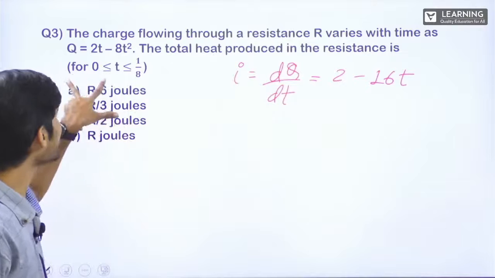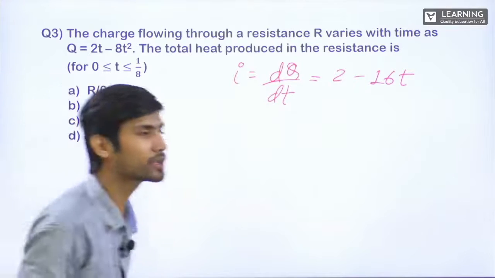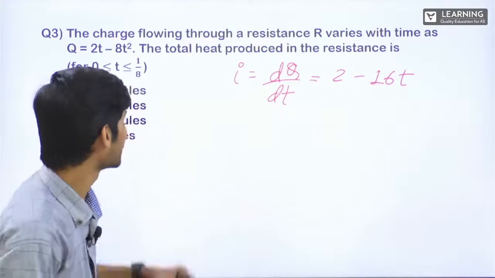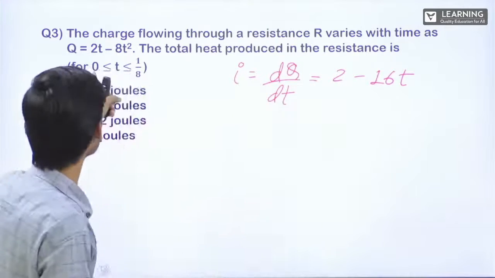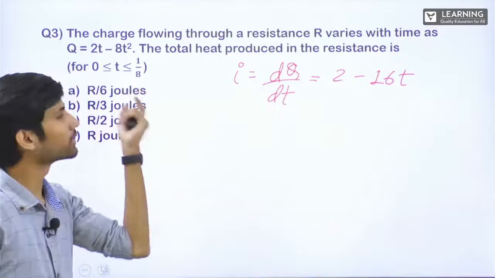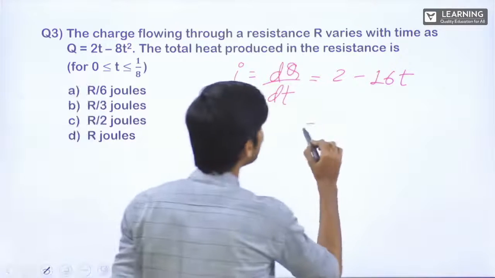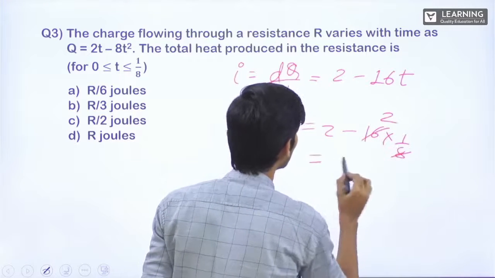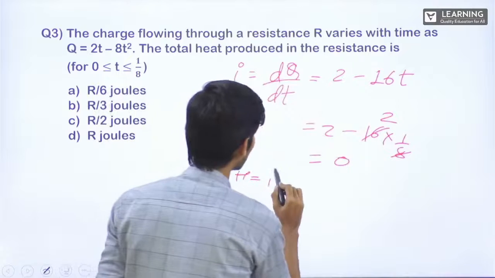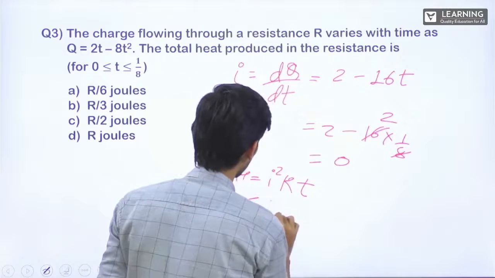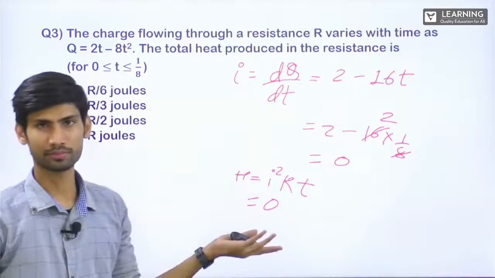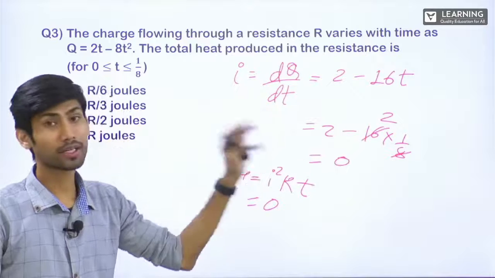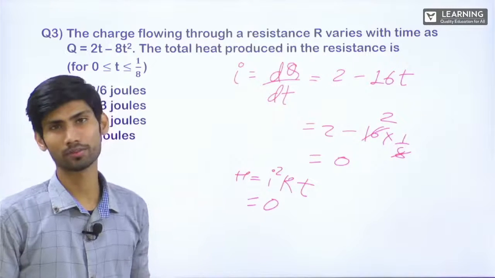Now see, the time duration given is 0 to 1 by 8. So what some students will do, I'll tell you, they will see, oh, I got the current. Then they will substitute the time 1 by 8 there. So this will be 2 minus 16 into 1 by 8, that is 2. 2 minus 2 is 0. Current is 0. H is equal to I square Rt. So I is 0. Heat is 0. 0 joule is not in the option. Since it is option based, then you can actually rectify your mistake. But if there were no options, people would have marked 0.